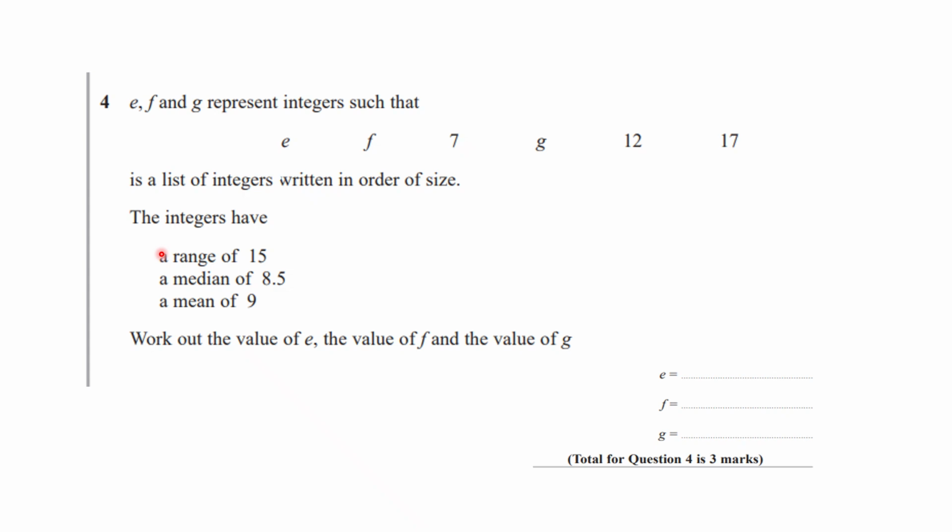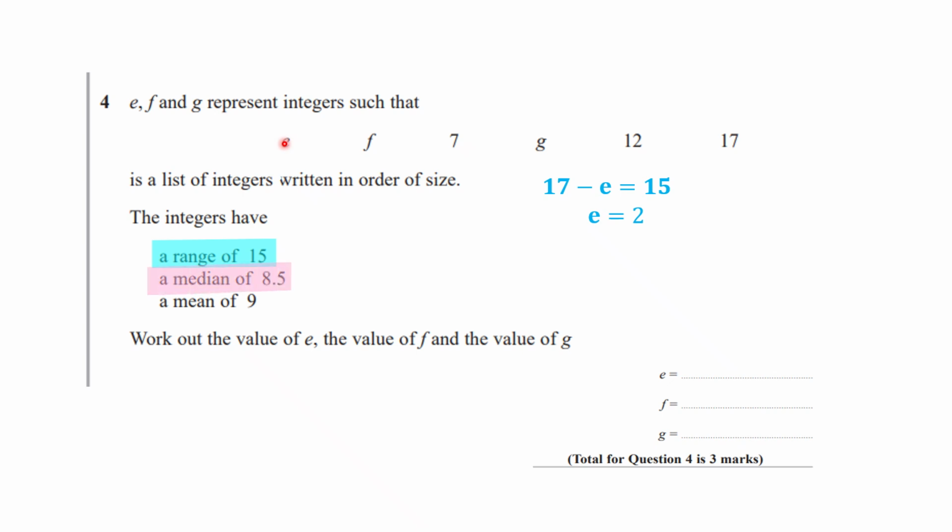So to do this question, I'll first start with the range. They said the range is 15. The range is the largest minus the smallest. So 17 minus E equals 15. That means E is 2.